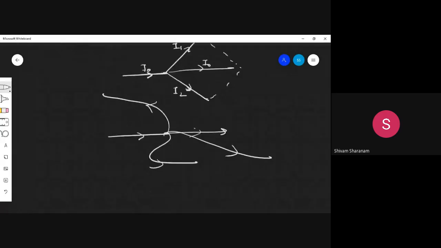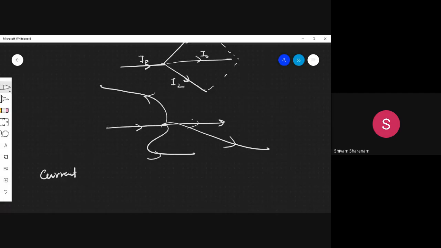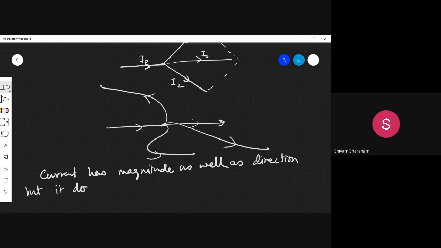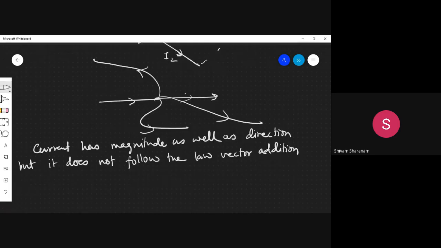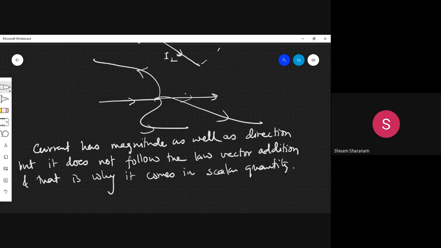So that's why it is considered a scalar quantity, because it does not follow the law of vector addition. So you can write: current has magnitude as well as direction, but it does not follow the law of vector addition, and that is why it comes in scalar quantity. Is that clear?